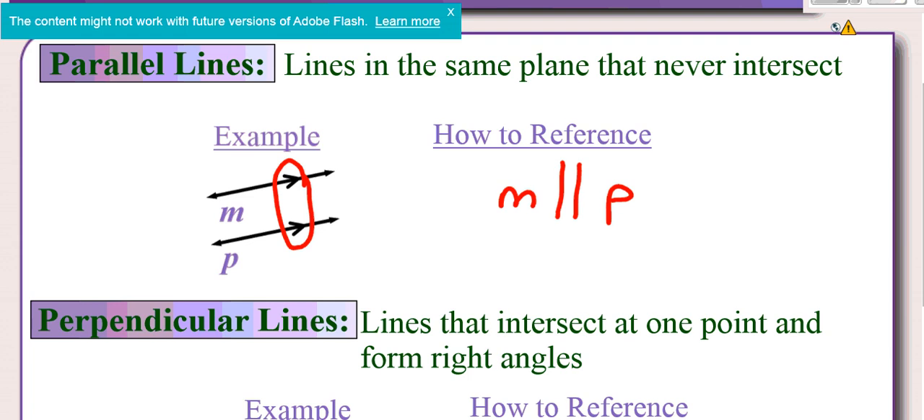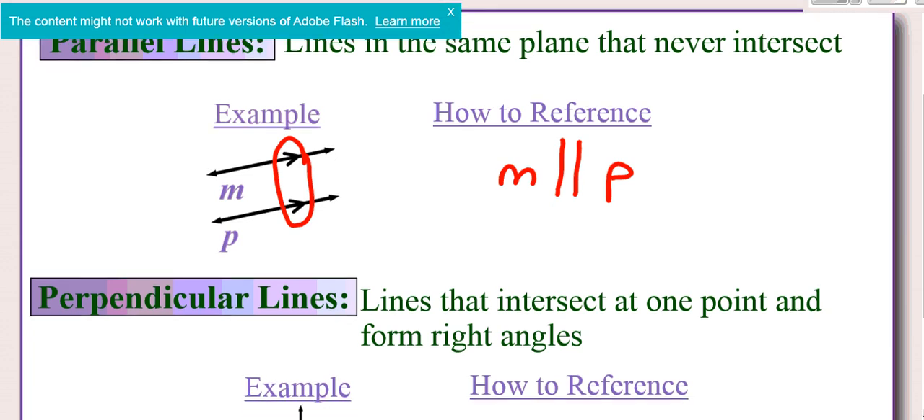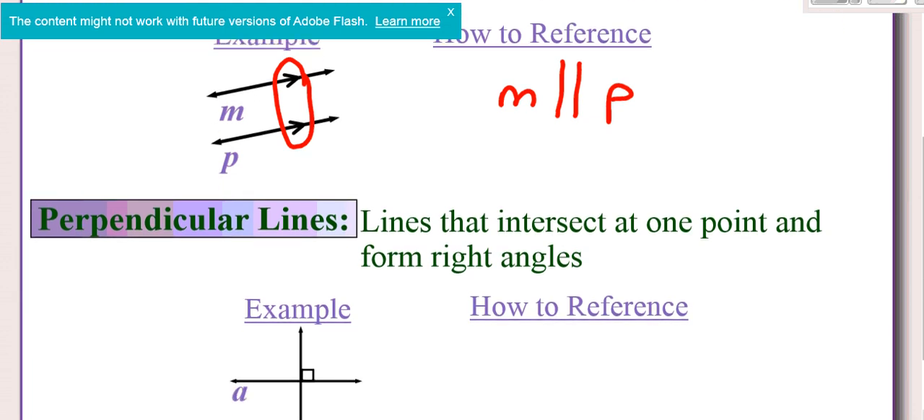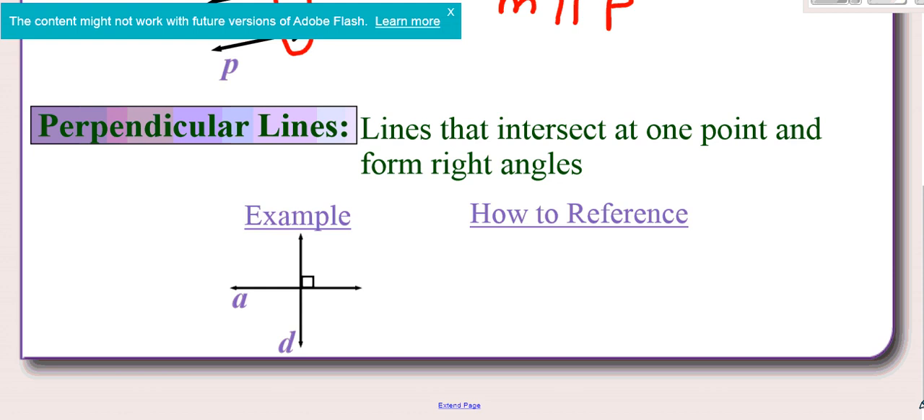And perpendicular lines, they intersect at right angles or 90-degree angles. We've got our two lines, line A and line D. To say that they are perpendicular, we do the perpendicular symbol, which is like an upside down T. But they form right angles, that's why we got this little right angle marking right there.